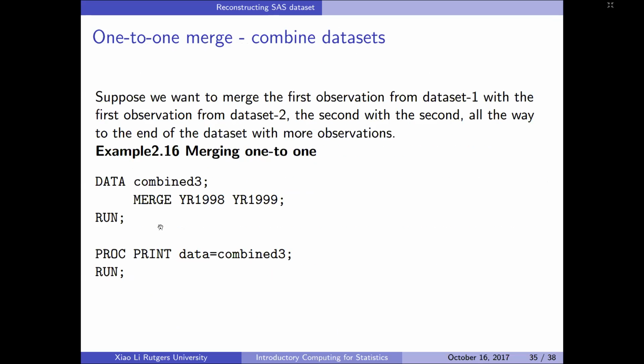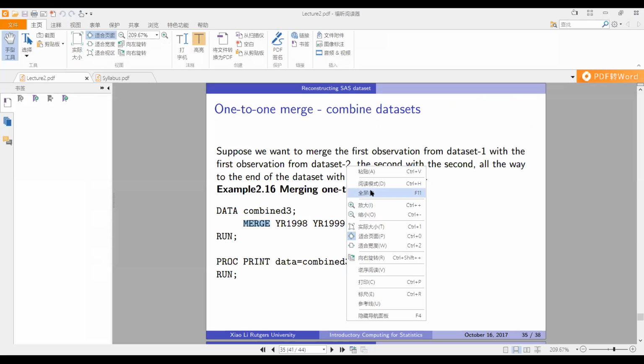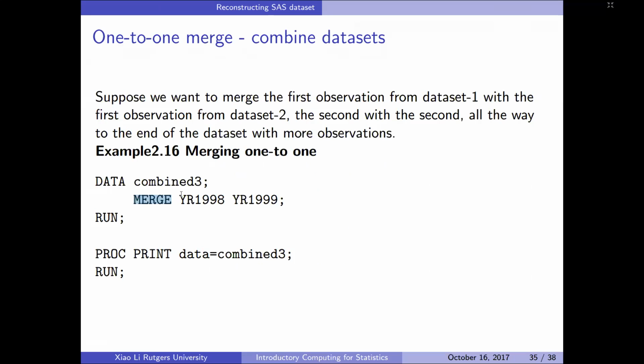The next method is to use the one-to-one merge method to combine different datasets. Suppose you want to merge the first observation from dataset 1 with the first observation from dataset 2, the second with the second, all the way to the end of the dataset with more observations. We have to create a new dataset called combine 3, and we use a merge statement. It's a merge statement followed by the two different datasets, year 1998 and year 1999.